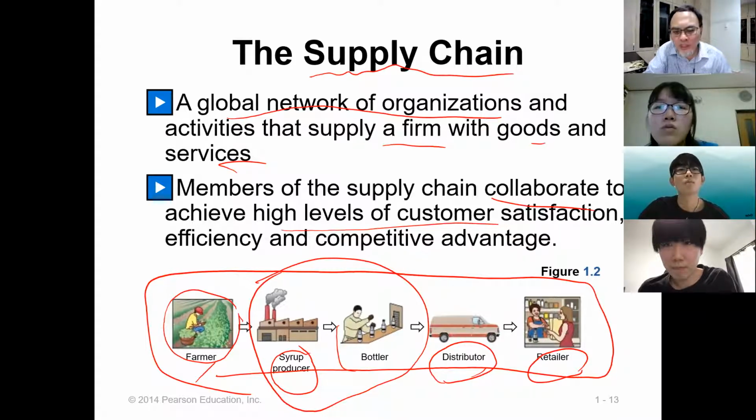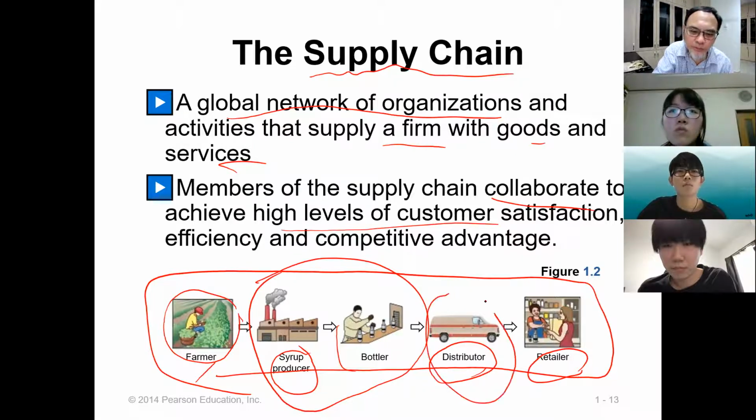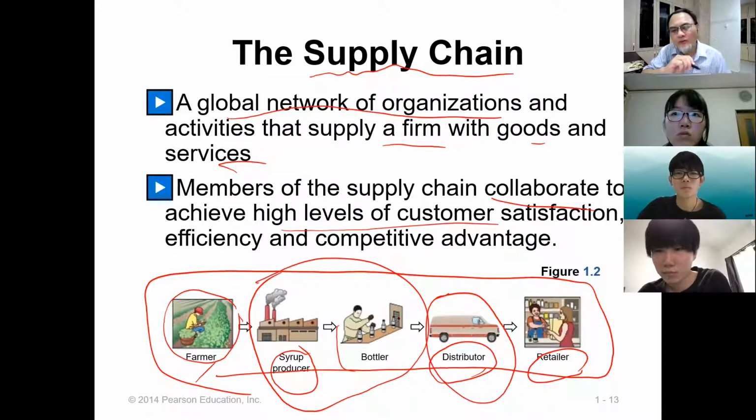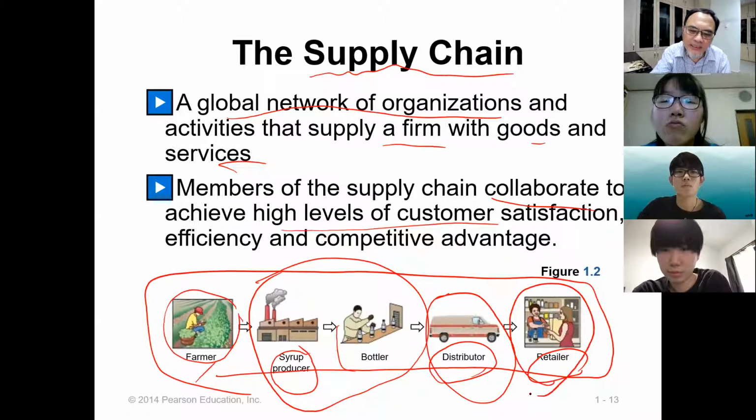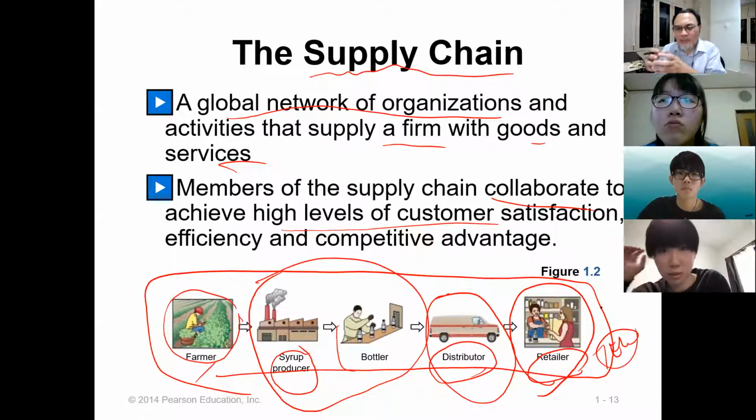So in each of these companies, for example, there is one company, the distributor. He is also involved in operations management because he has to manage his distribution, his vehicles, and the time to deliver. Or even the retailer, for example 7-Eleven. 7-Eleven is also operations management, it must operate so that it is efficient. So this is the whole industry. If it is efficient, then you can give very high value added to the customer.